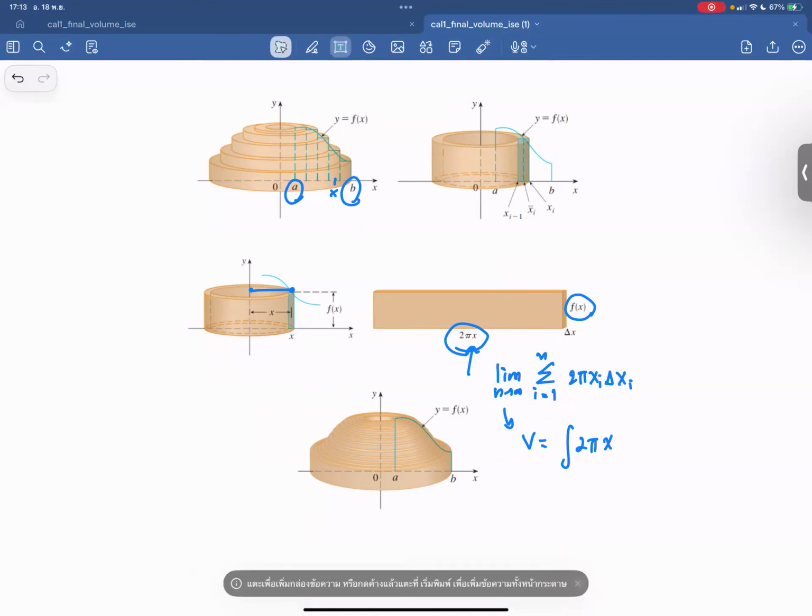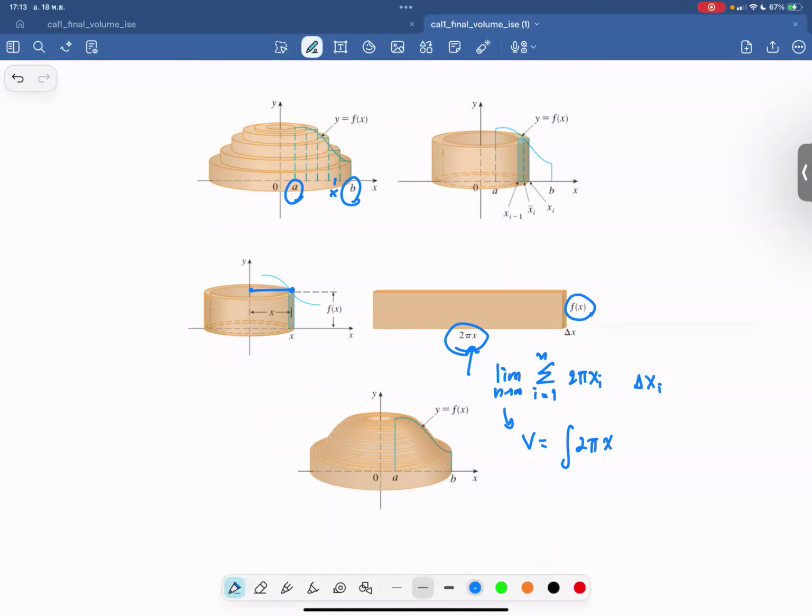Okay, I forgot to put the function f(x) here as the height of the cylinder. So the function is 2 pi x as the radius and f(x) as the height, and then dx, right? And then you take the interval from x equals a to x equals b. But basically, I just want you to remember the integral of 2 pi r h dx.